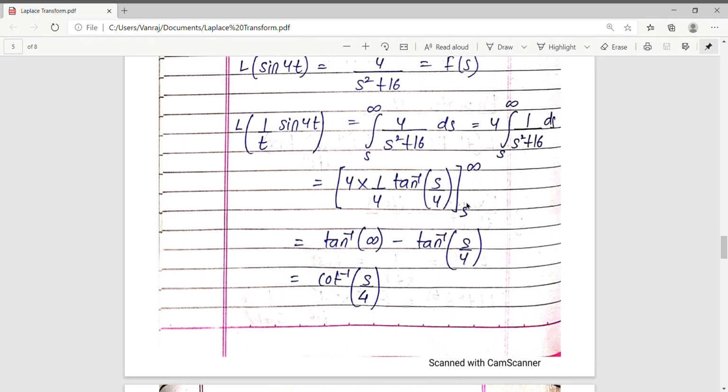So first of all, we will put the value of the upper limit. So 4 will get cancelled. That's why tan inverse, we will replace the value of s with infinity. So tan inverse infinity minus tan inverse s by 4. Okay, here it is s, that's why s by 4.